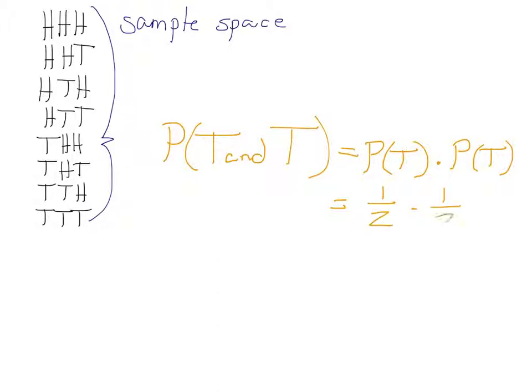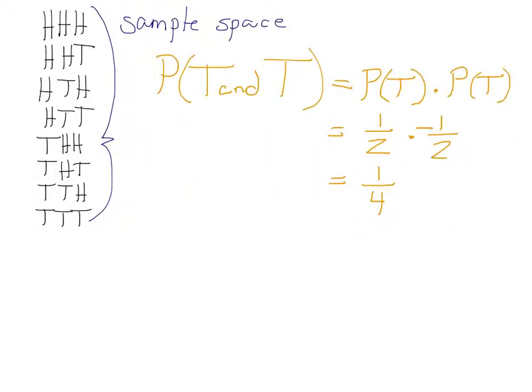Again, we're going to put another 1/2 here. So the probability of landing on tails twice is simply 1/2 times 1/2, which we end up with 1/4. We're going to look at another example here.